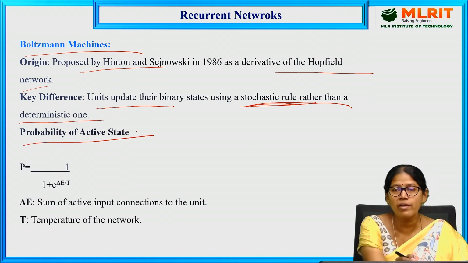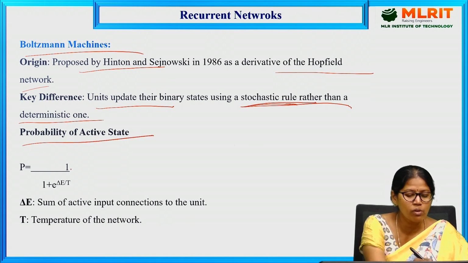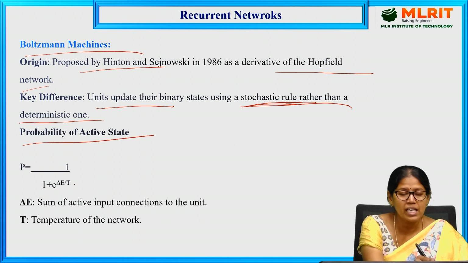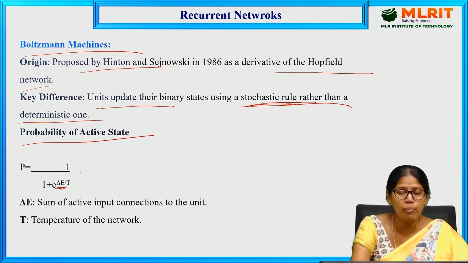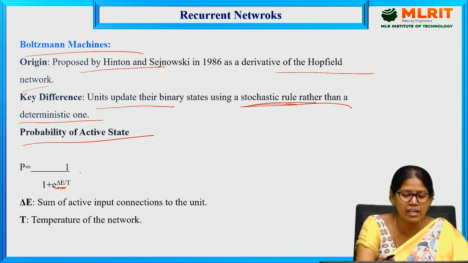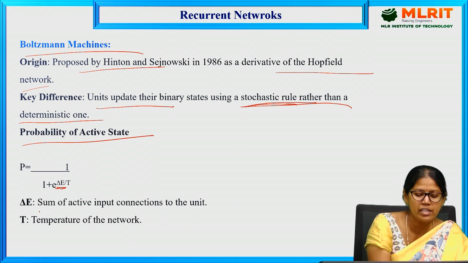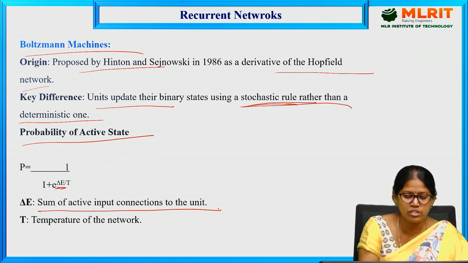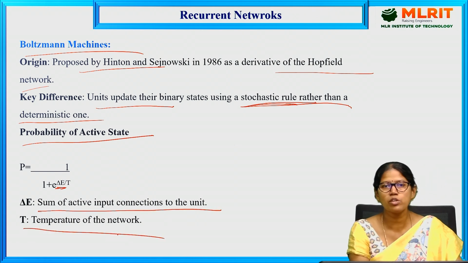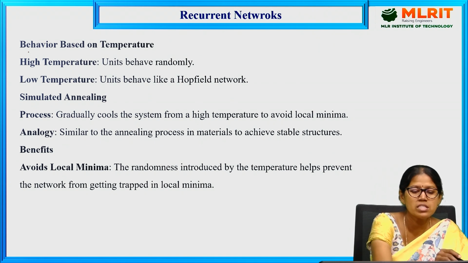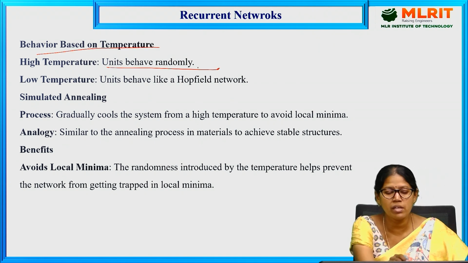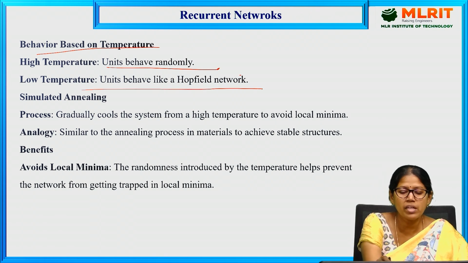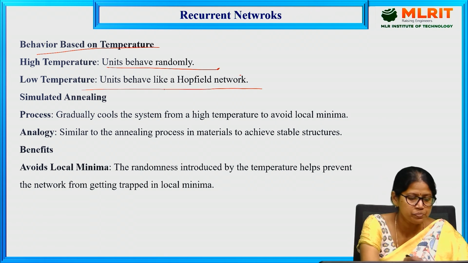The probability of the active state is P equals 1 divided by 1 plus e to the power of delta E divided by T. When delta E is a positive value, the unit is less likely to be active, and with a negative value it is more likely to be active. Delta E is the sum of active input connections to the unit. T is the temperature of the network. So how does the temperature behave? At high temperature, the unit behaves randomly. At low temperature, it behaves like a Hopfield network.